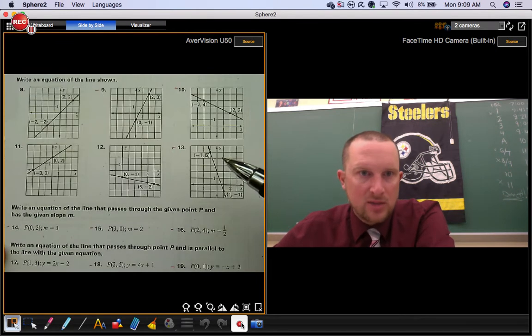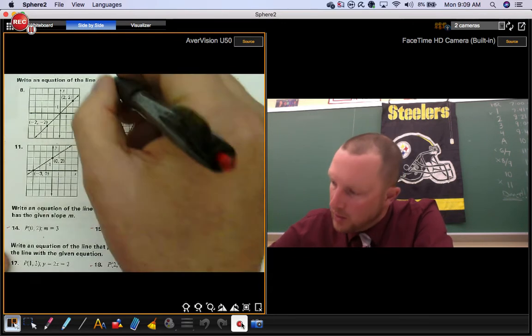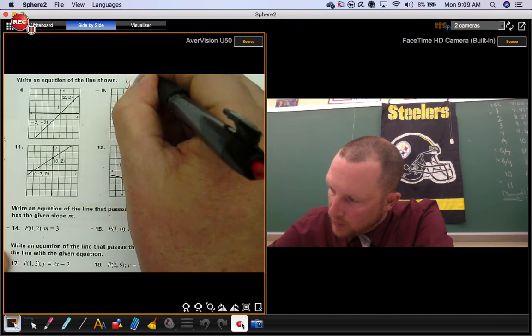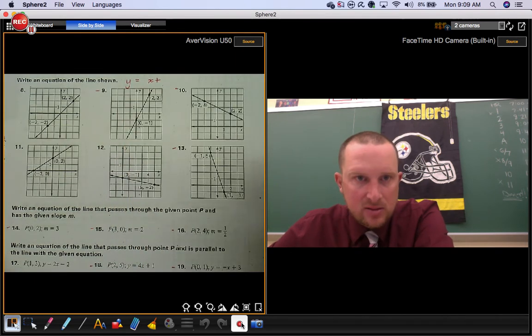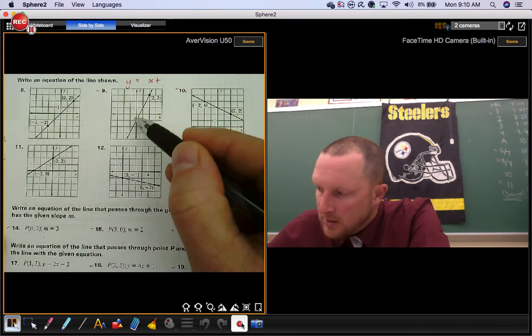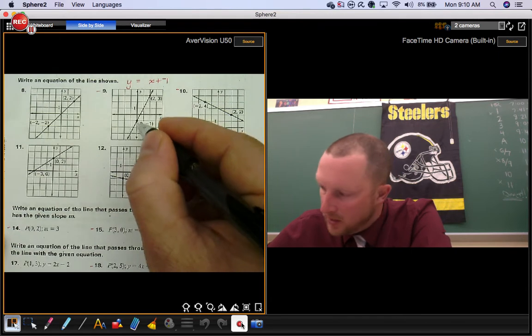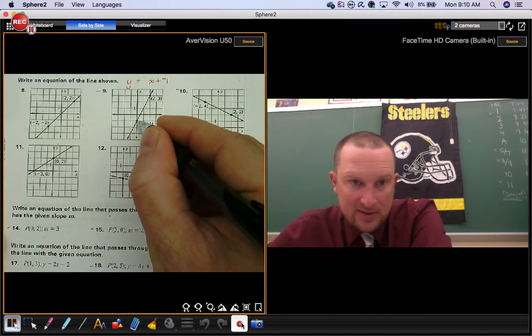Okay, let's try some that aren't multiple choice. Write the equation of the line shown. So your answer is going to be y equals something x plus something else. I can clearly see that my y-intercept is negative 1, so I'm going to put that there because my graph crosses the y-axis at negative 1.